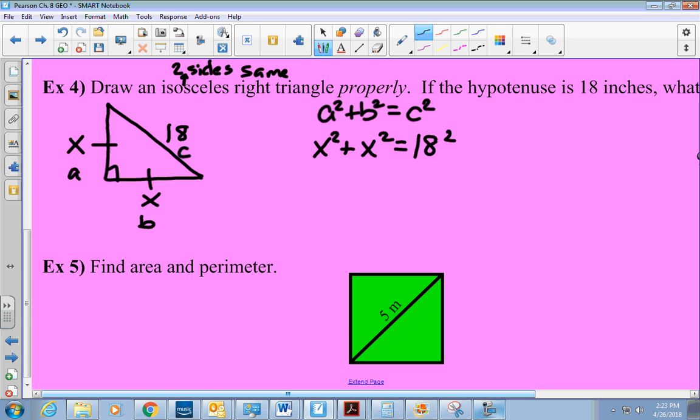Here's where we need the calculator. What is 18 times 18? 324. Okay.